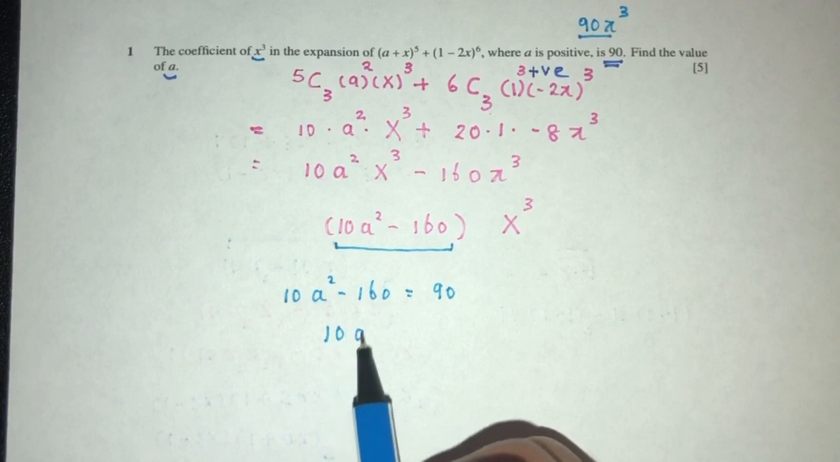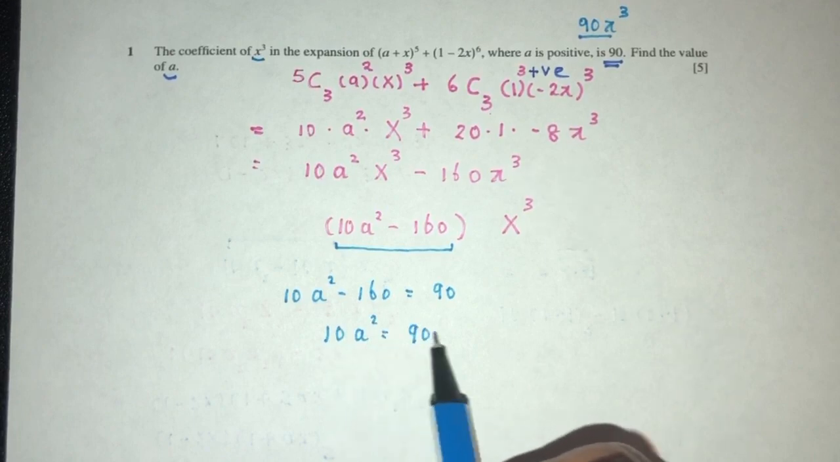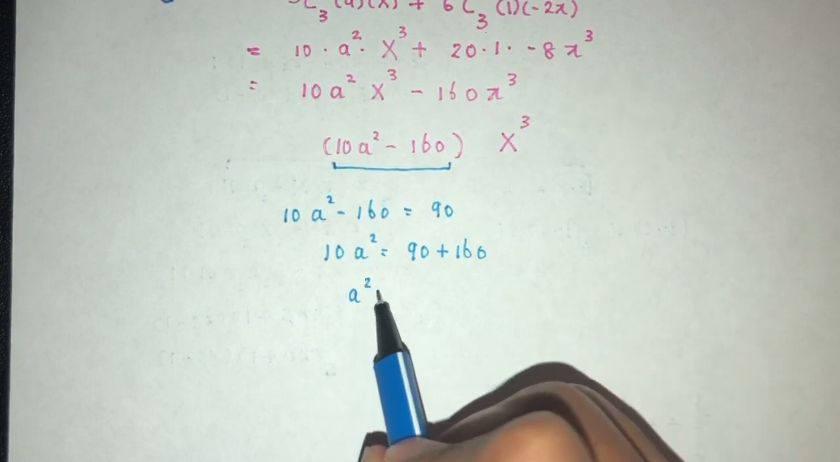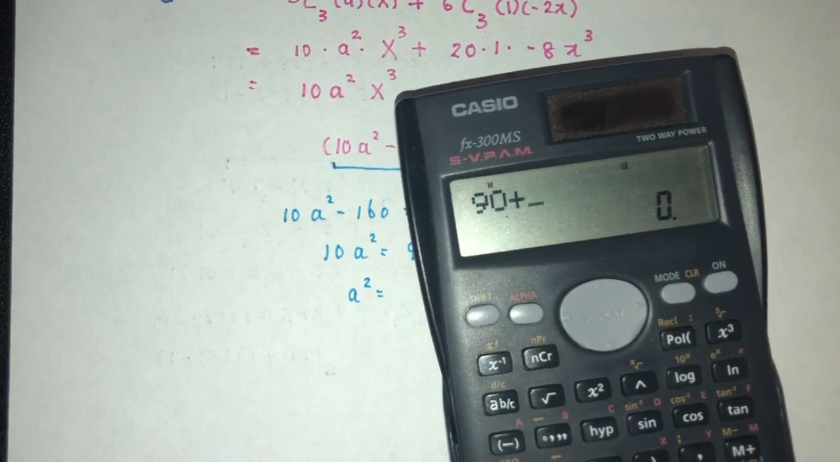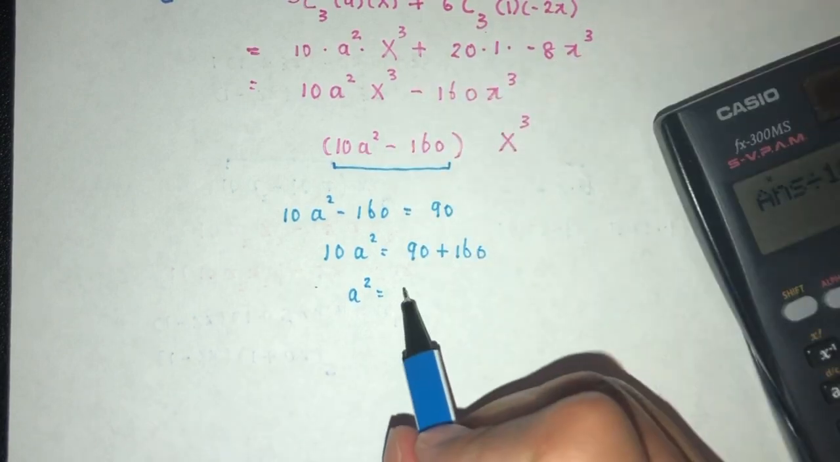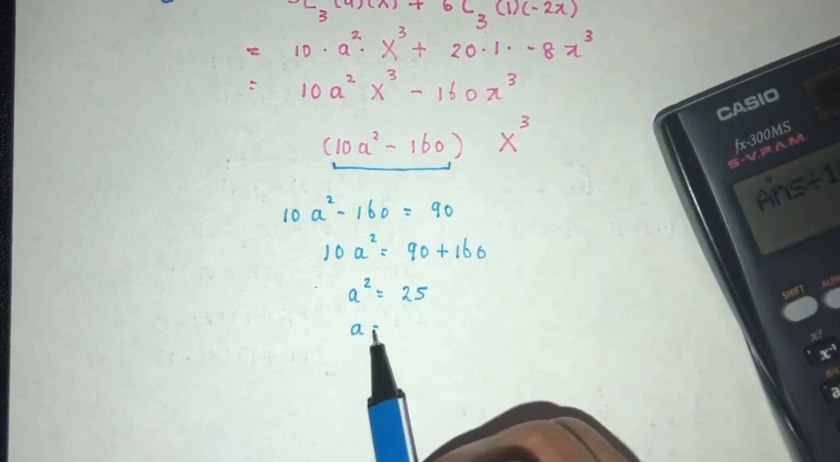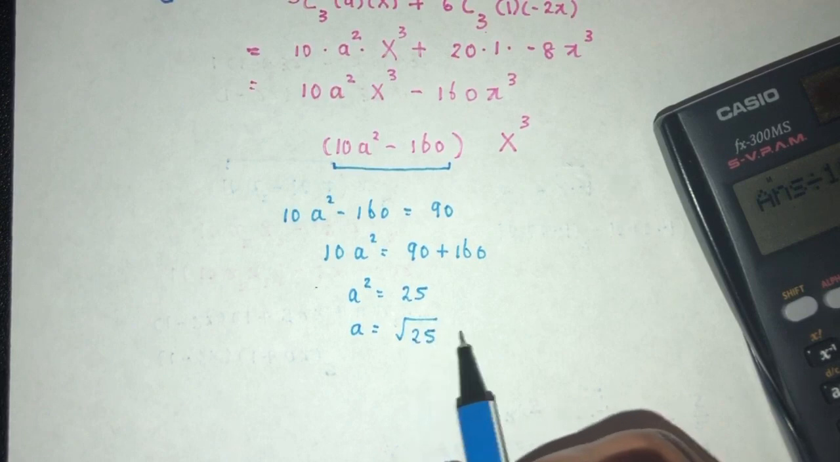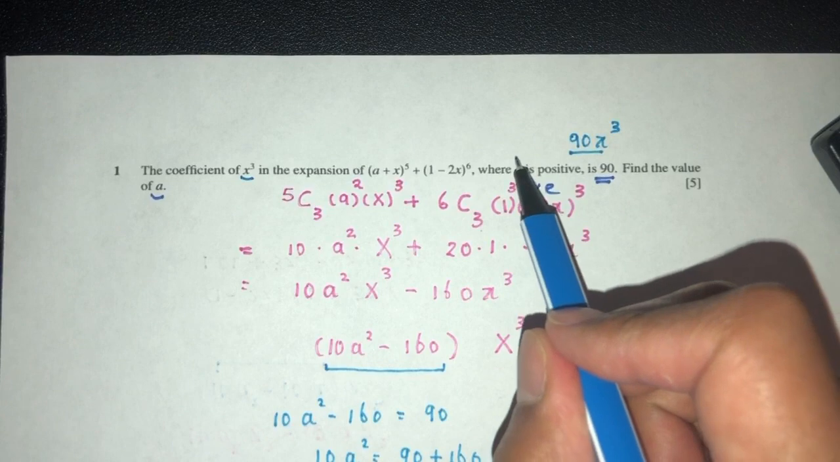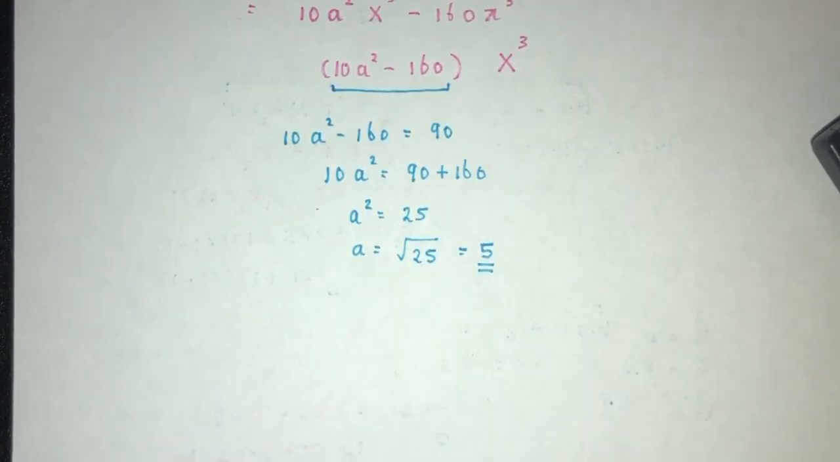So 10a squared will be 90 plus 160. So a squared will be what? 90 plus 160, divided by 10, right? That should be 25. So a will be the square root of 25, and that should be 5. Because here it is said that a must be positive, we will only take one value of a, which is a equals positive 5.